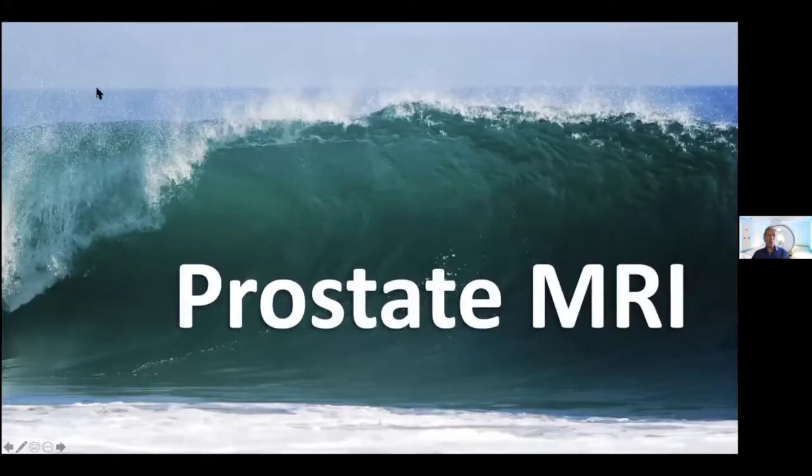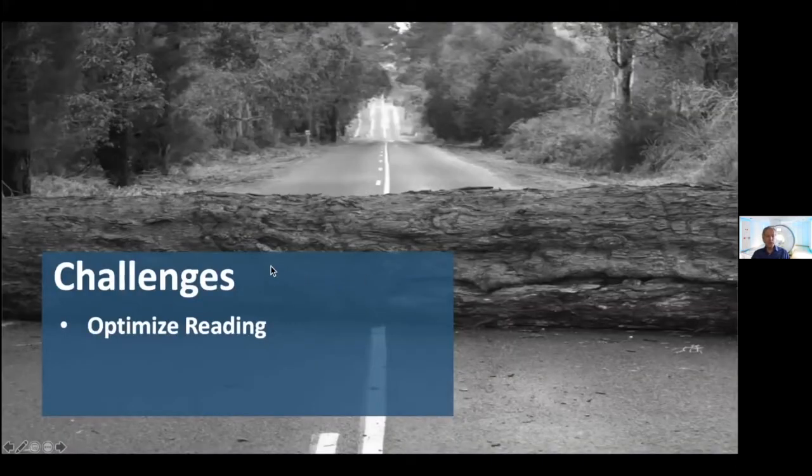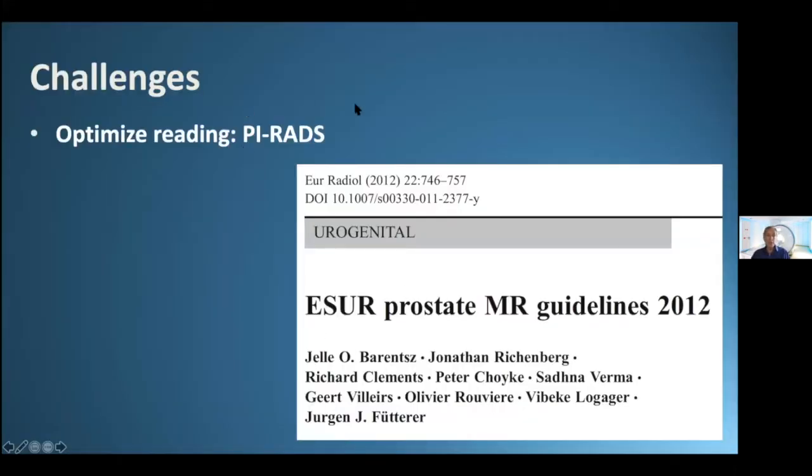Well, this of course leads to a tsunami of prostate MRIs, because all the patients that usually would have had a trust biopsy now will be referred to an MRI first. So the challenge is to actually conquer this tsunami. We can do this by optimizing reading, and this was done by creating PI-RADS in 2012 and updates in 2016.